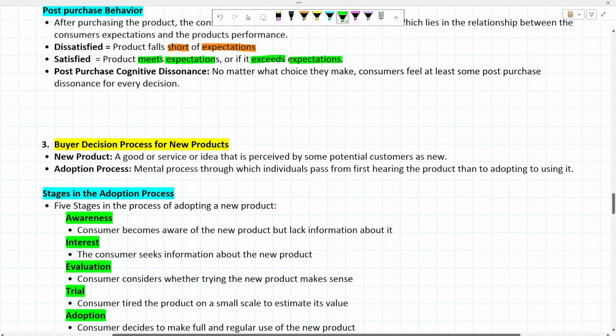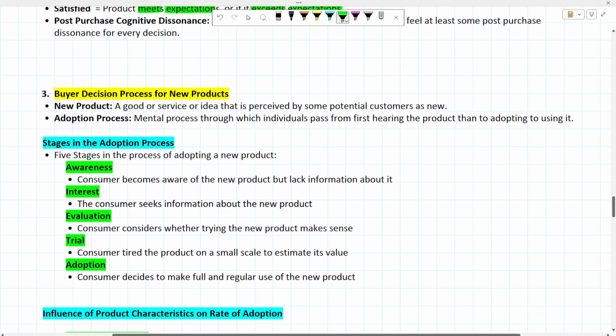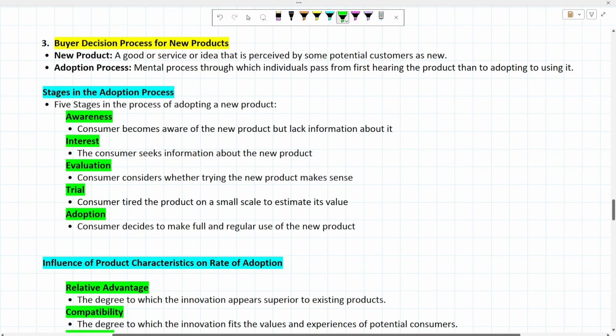3. Buyer decision process for new products. A new product is a good, service, or idea that is perceived by some potential customers as new. The adoption process is the mental process through which individuals pass from first hearing about the product to adopting it for use. So these are the stages in the adoption process. There are 5 stages in the process of adopting a new product. You have awareness. The consumer becomes aware of the new product but lacks information about it. Interest. The consumer seeks information about the new product. Evaluation. The consumer considers whether trying the new product makes sense.